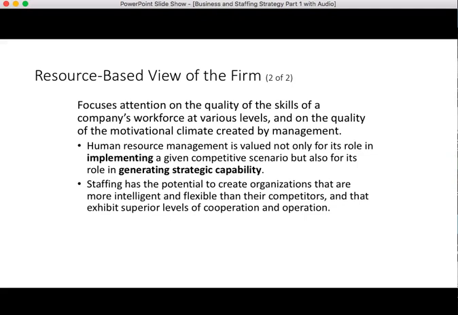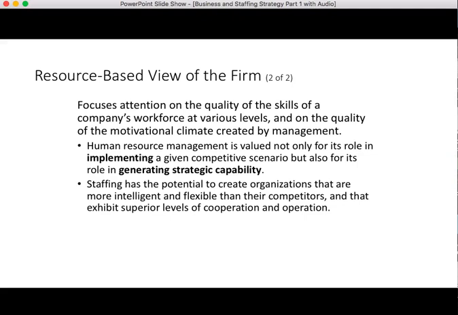And if an organization doesn't pay attention to the motivational environment, it doesn't matter how many good people you hire, if they're not motivated to do the job, this is going to be problematic for us. So HR management is valued for its role in helping to implement a scenario, right? By making sure we've got the right people in the right place to do it. So that implementation of it.